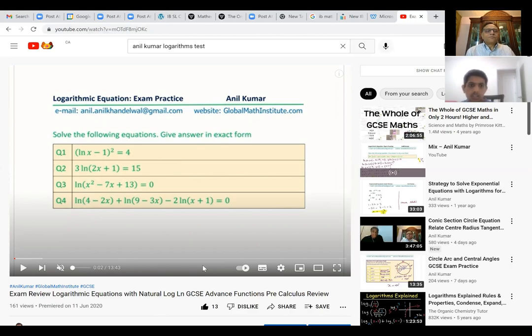So when you want to rearrange it, you can take the square root. When you square root, 4 will be plus and minus 2. So remember, when you solve question 1, you have to write ln x minus 1 equals plus 2 in one equation, and minus 2 in the other equation, because the log's range could be any number, correct? So that is how you have to solve the first question. For the second question, how will you solve it? Let's try.